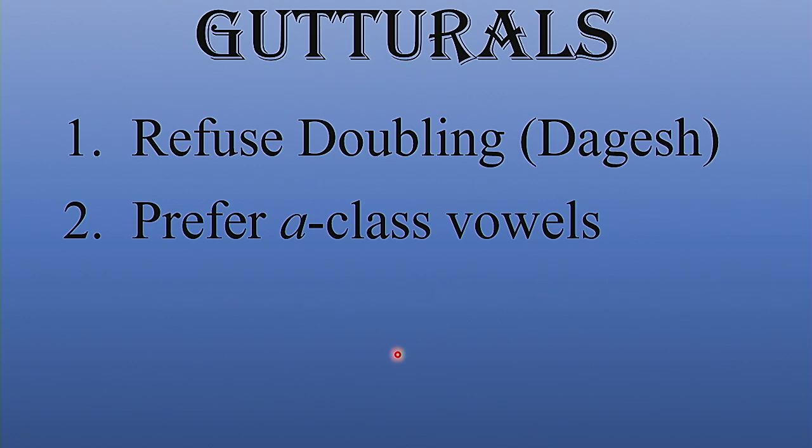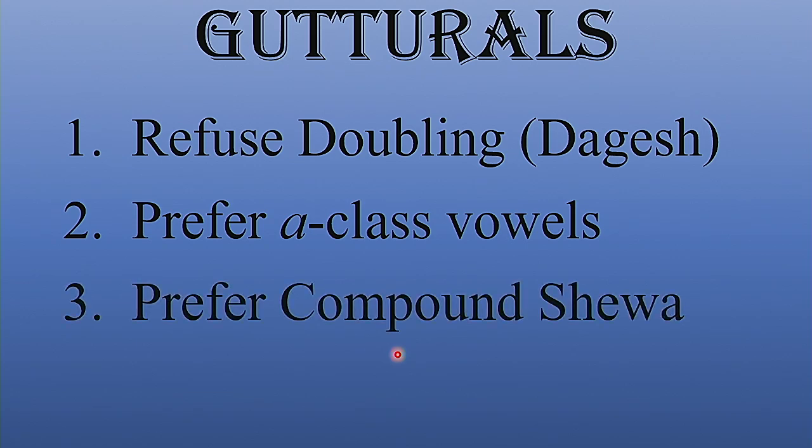And finally, the gutturals prefer the compound shva. What is the compound shva? What is the shva? We haven't learned the shva, let alone the compound shva. Well, we're going to learn that in the next lesson. So we'll leave it for now and we'll come back to this soon.